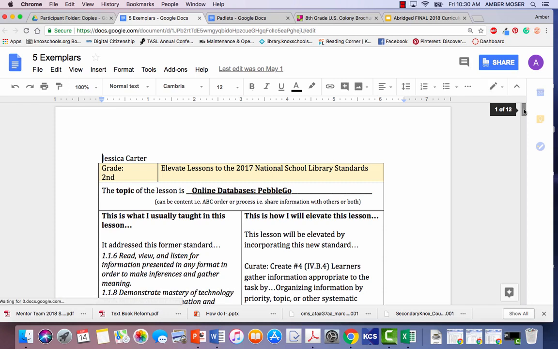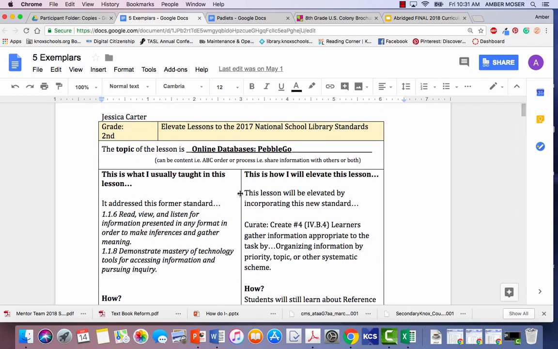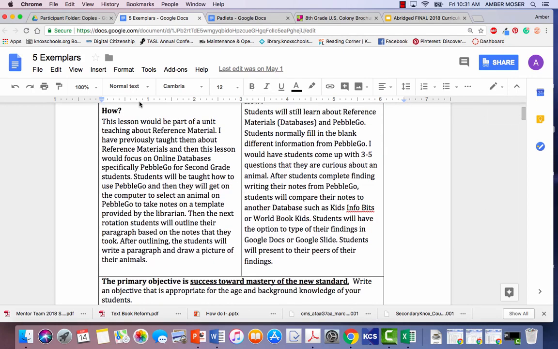This was a lesson submitted by Jessica Carter, Karn's primary librarian, and in the past, this is how she had taught the lesson. It had addressed these former AASL standards, and I'll give you a second to read over those. And it looked like this. So she's folded Pebble Go into a unit that was about reference materials. She had already taught them about reference materials. This lesson would focus specifically on online databases, particularly Pebble Go for 2nd grade.